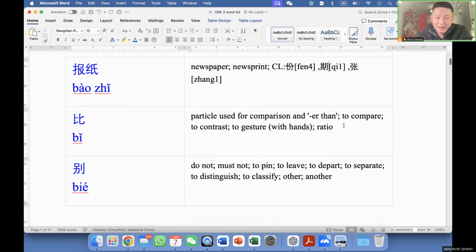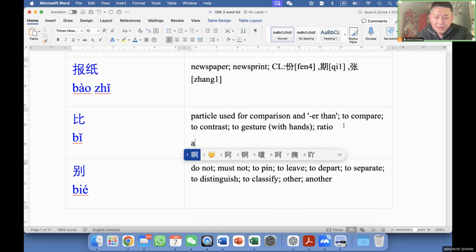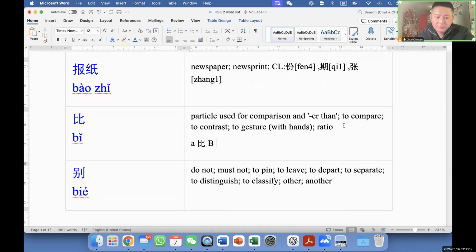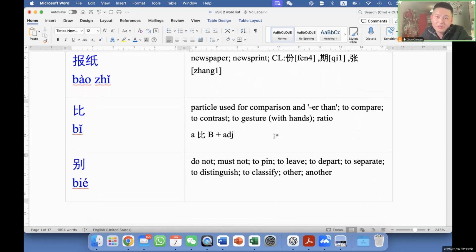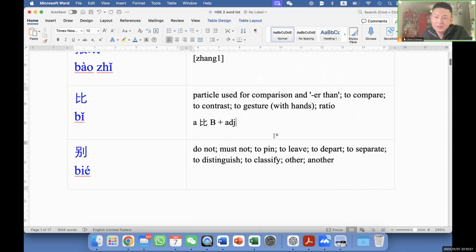比 is to compare. There's a construction: A 比 B, and then adjective. 我比你老, I don't know. 他比我高, taller. And of course there are a lot of variations to the adjective. You can put more things there, and it can be more complicated. But I don't have time to go into the smaller details. So it's just a comparison.